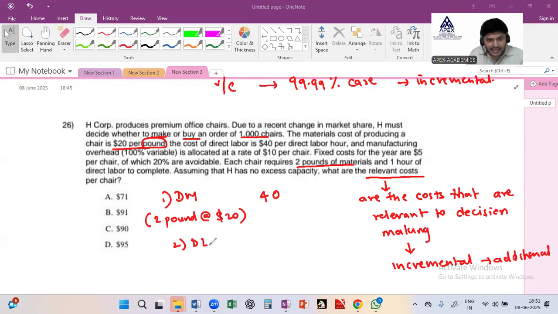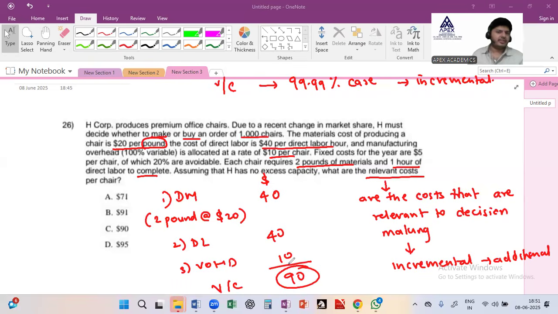Next, you have direct labor. Direct labor is 1 hour of direct labor needed to complete, which costs $40 per hour. So that's another $40. Third, you have variable overheads. Your variable overheads are 10 per chair. So this becomes $90 of your variable costs, all of which are relevant to your decision.